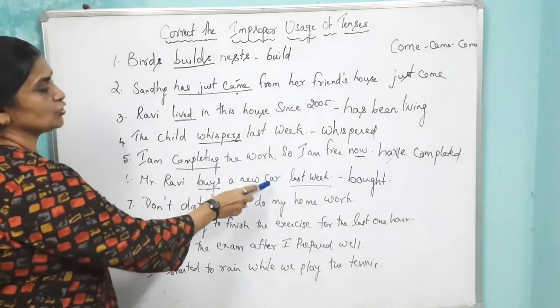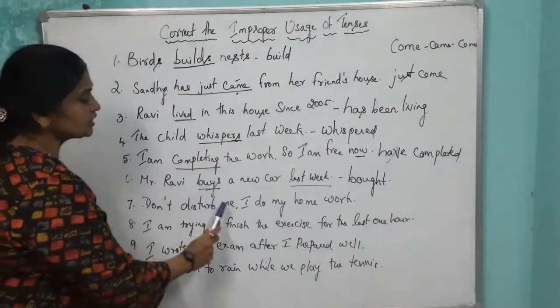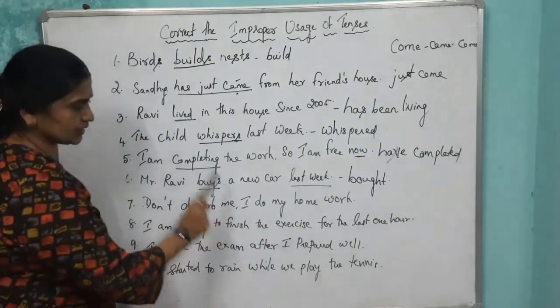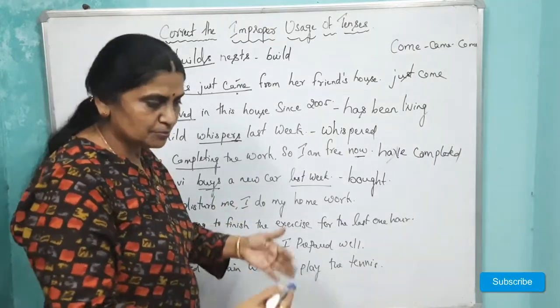Mr. Ravi bought a new car last week. Got it? Now, next sentence. Don't disturb me. I do my homework. Don't disturb me. That means you are talking in the present condition, that is present continuous.